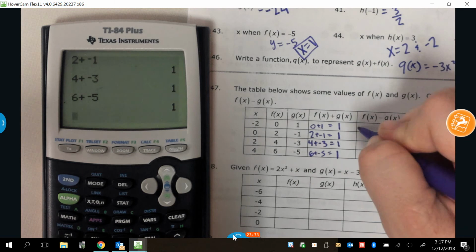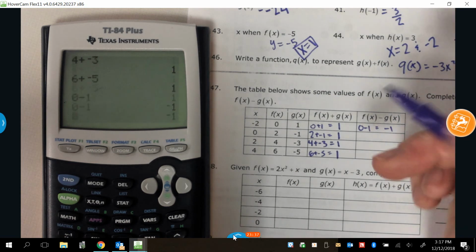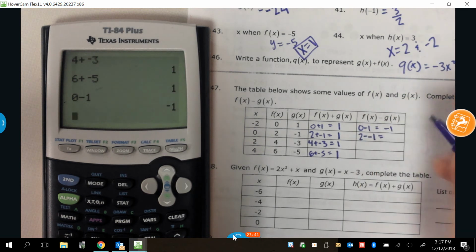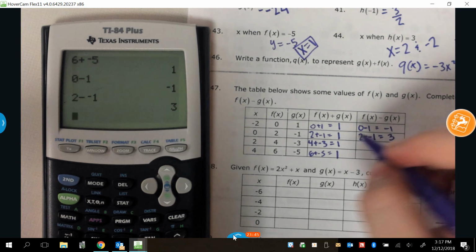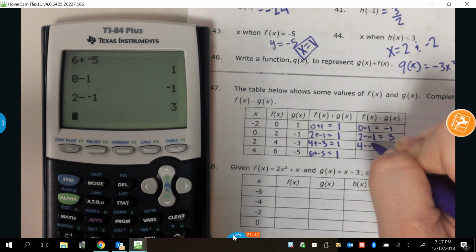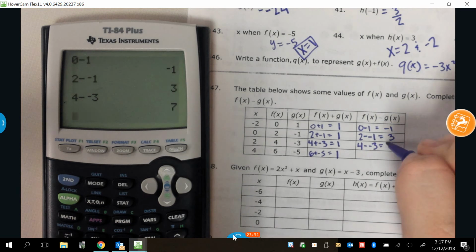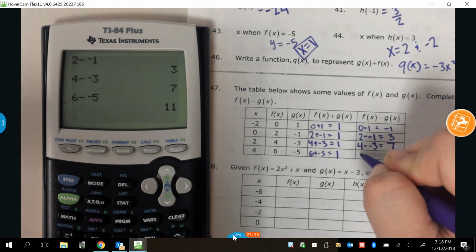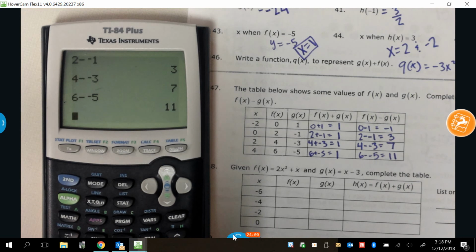Okay, now let's do f of x minus g of x. So 0 minus 1 is negative 1. 2 minus negative 1 is 3. Remember, it's the same as adding. 4 minus negative 3 is 7. And 6 minus negative 5 is 11.